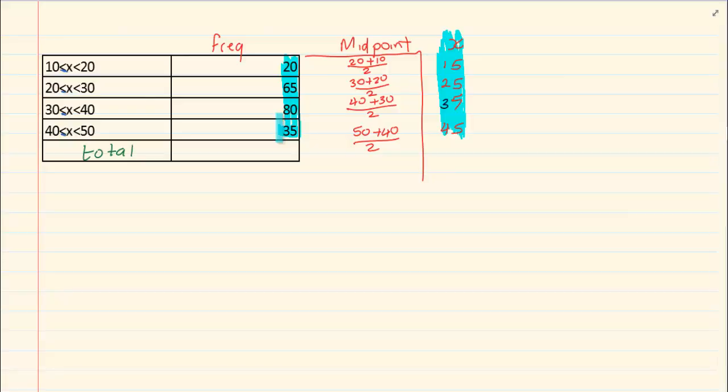Now when you press 15 and equal to, you will see your calculator goes down and your frequency immediately goes to 1. Leave that and continue going down. Then you press 25 equal to, 35 equal to, 45 equal to. Now go back up, but go to your right, to the frequency. In line with 15, you're going to press 20. Then you press equal to, 65, equal to, 80, equal to, 35.